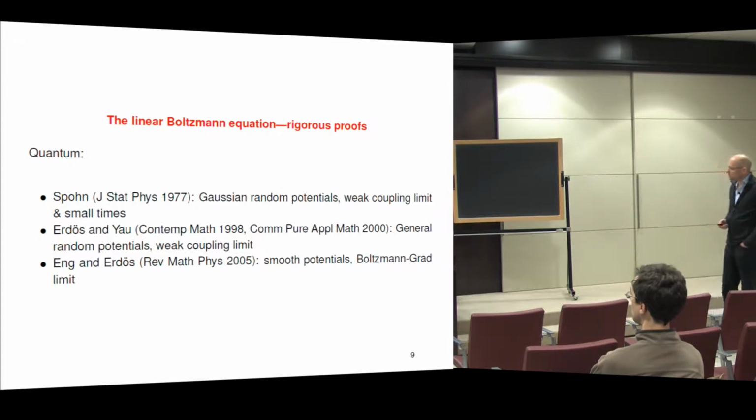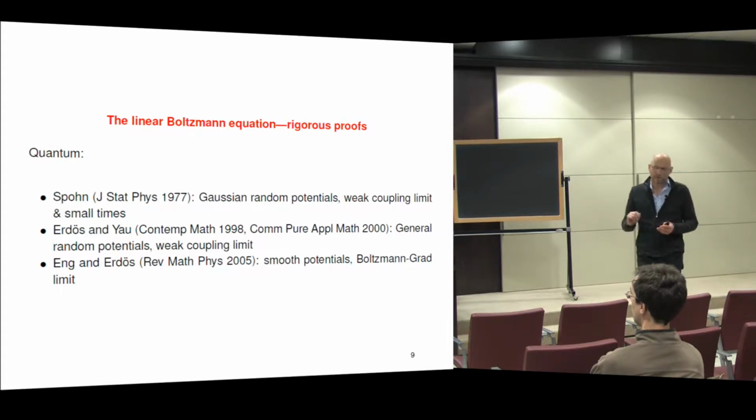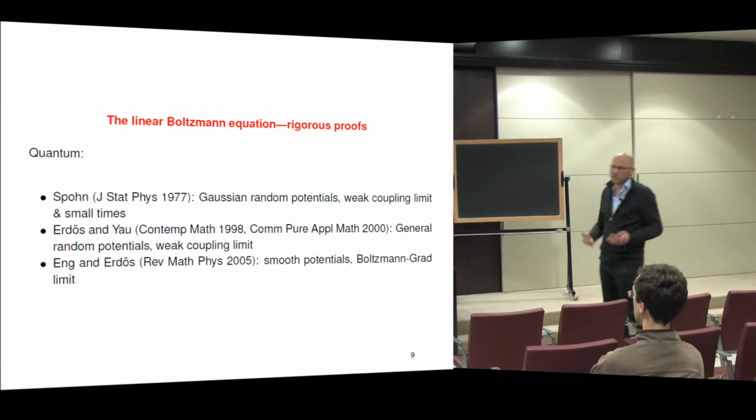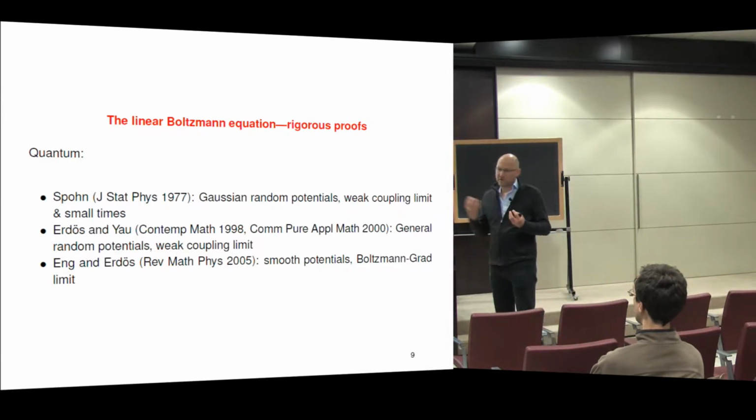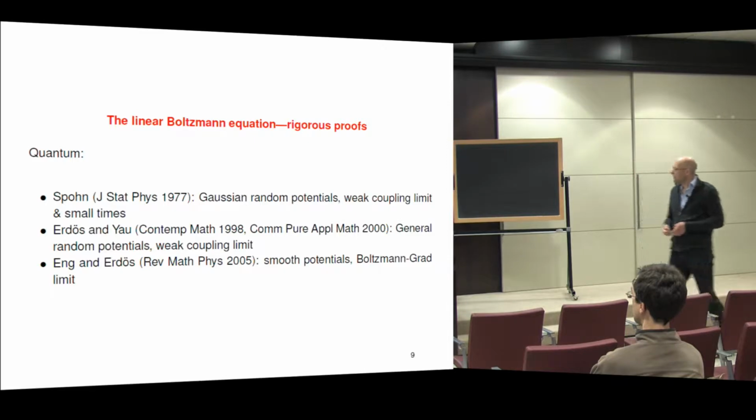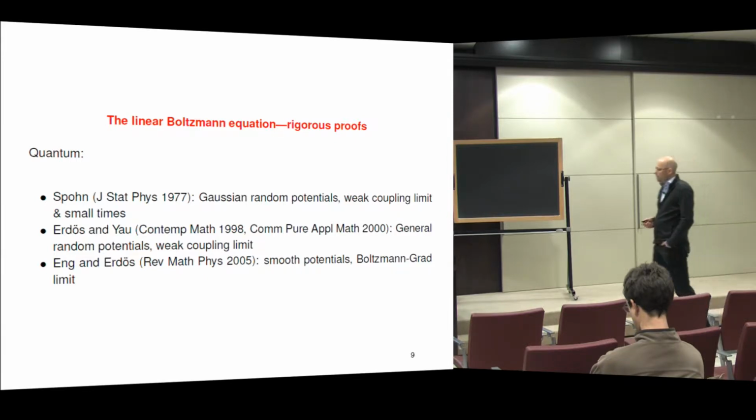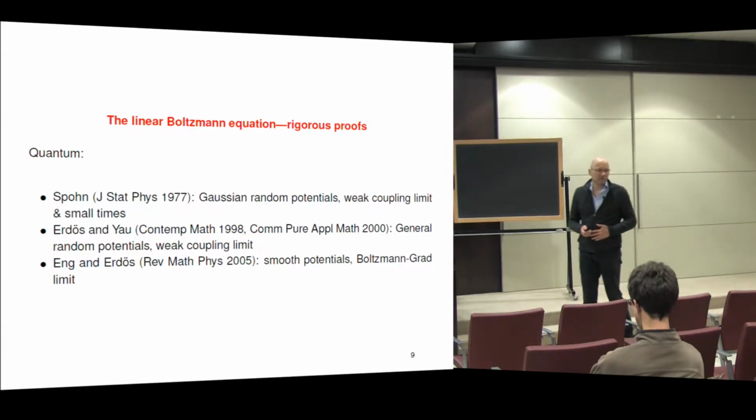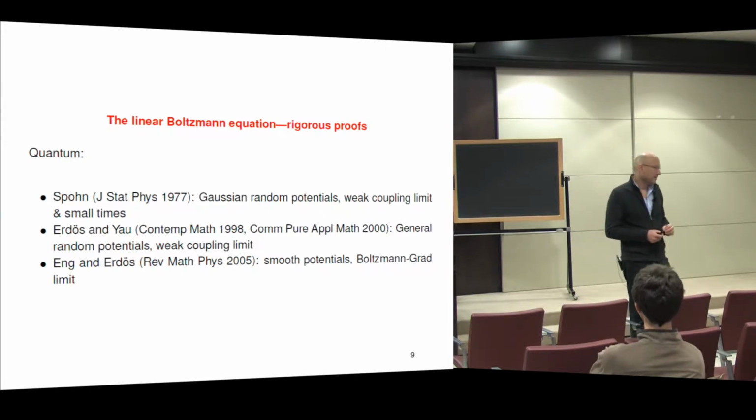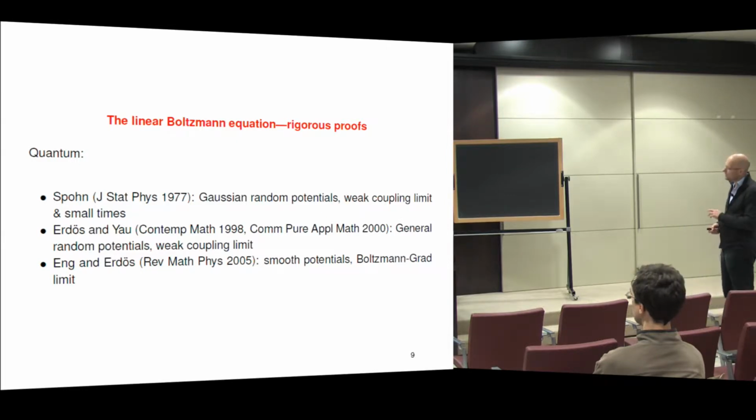In the quantum setting, what you do instead is you now look at a solution of the Schrödinger equation, and I'll explain a little bit about this now. So you think of the solution of a wave equation in the presence of scatterers that again can be randomly distributed in your R^d. And Eng and Erdős proved precisely that in the Boltzmann-Grad limit, for smooth potentials, you again get convergence to a linear Boltzmann equation. The differential cross-section is now a quantum differential cross-section. I'll explain a little bit more about that. So that's a very beautiful result.